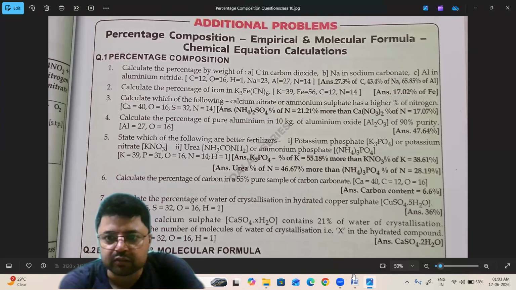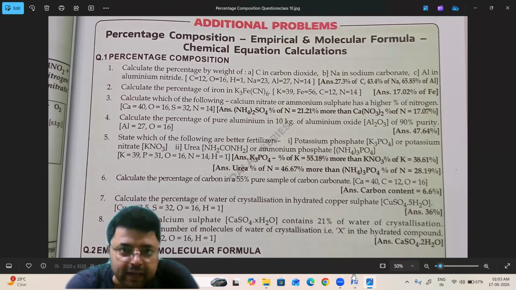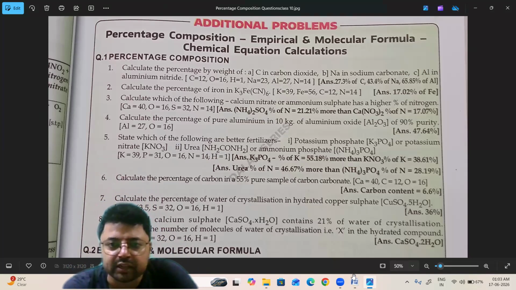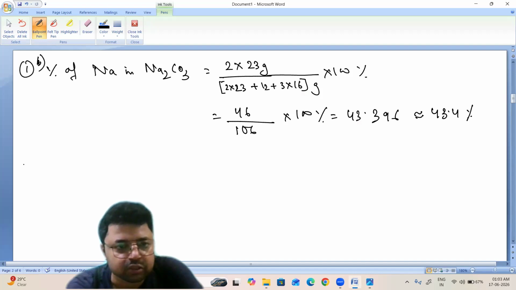Yeah, this is a very good question of 90% purity they have given. Calculate the question number 4. Let us do question number 4. Calculate the percentage of pure aluminium in 10 kg of aluminium oxide of 90% purity. Calculate the percentage composition of pure aluminium. So you can also do this. This is question number 4. You can do the same thing.